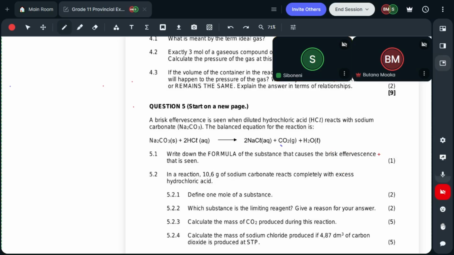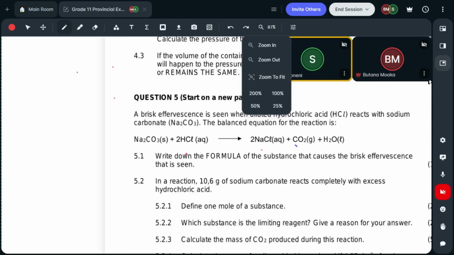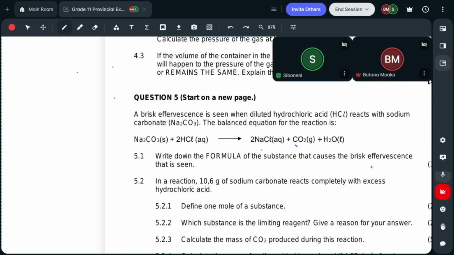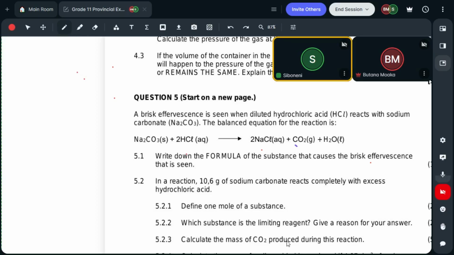Oh shucks, I can't write. What should I do? Should we switch to Google Meet? Let me try again. Without wasting time, let's just quickly switch. Okay, please send me a link. Okay.